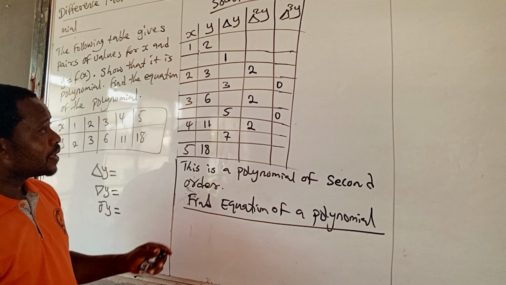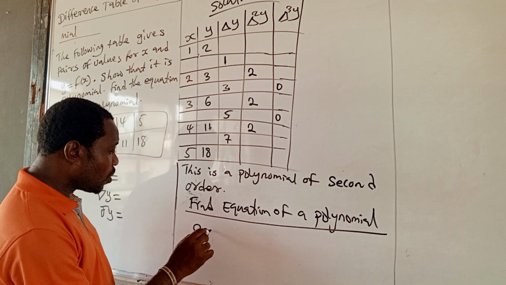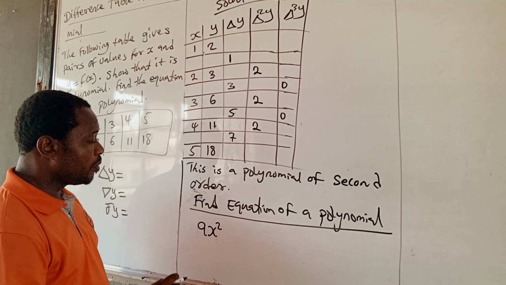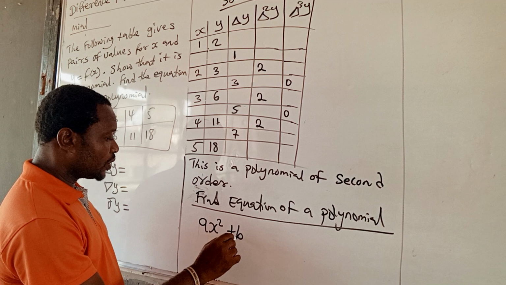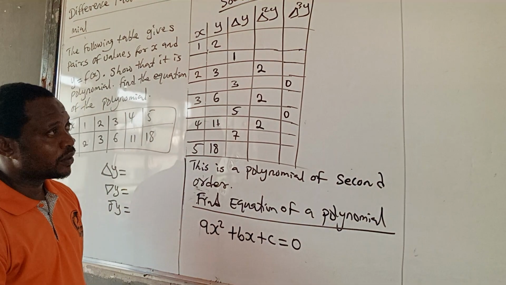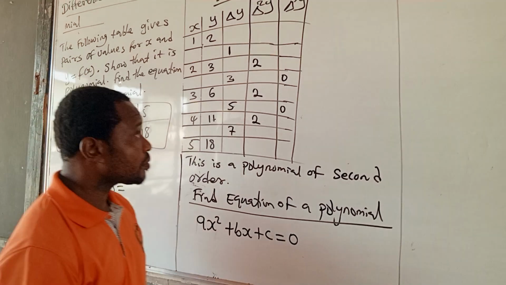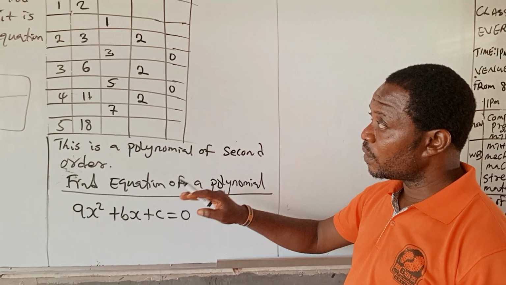Since it is second order, a second order polynomial must take this shape: a s squared plus b s plus c is equal to 0. And this 0 represents our y.